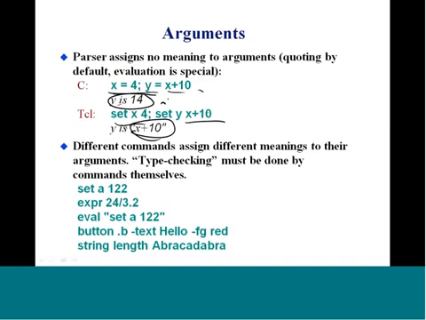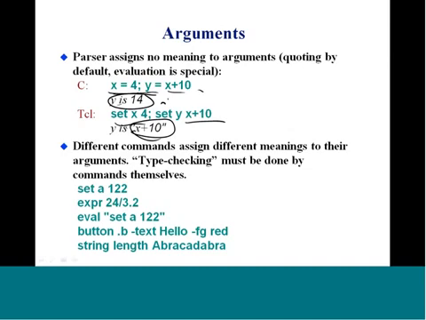And different commands assign different meanings to their arguments. The type checking must be done by the commands themselves. Again, we will discuss this in more detail, but the commands themselves have the onus to see whether the arguments are of the same type or of compatible types, and then execute. It does not go back to the language to provide any kind of guidance as to what it is.